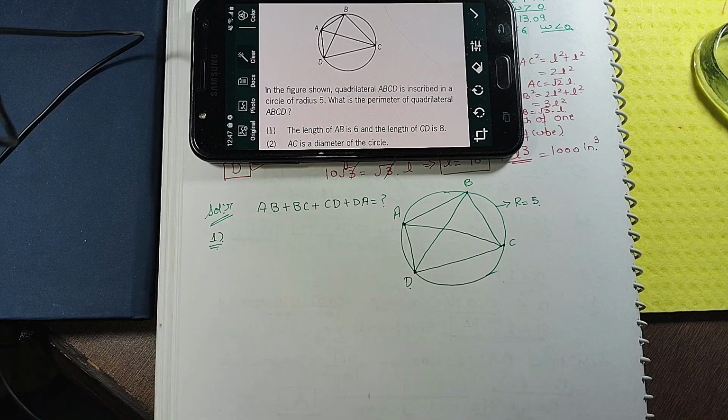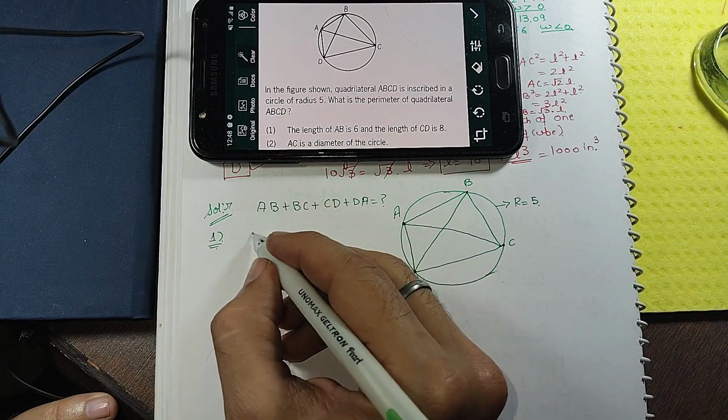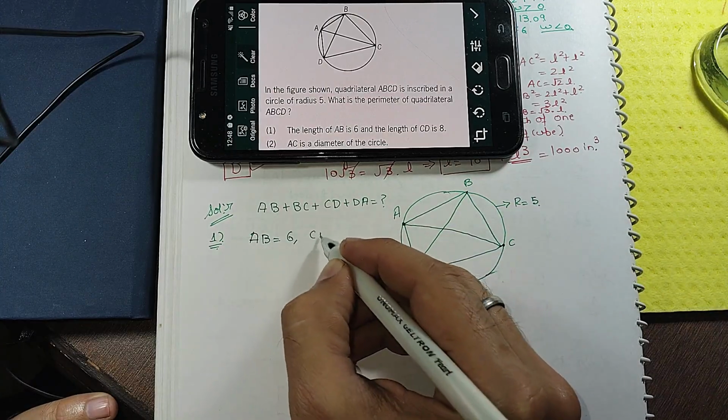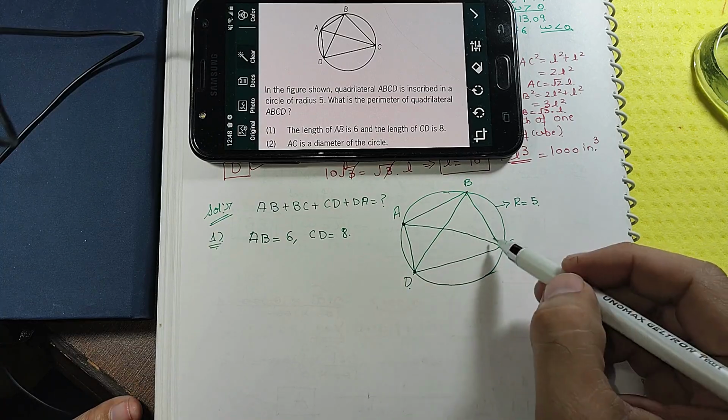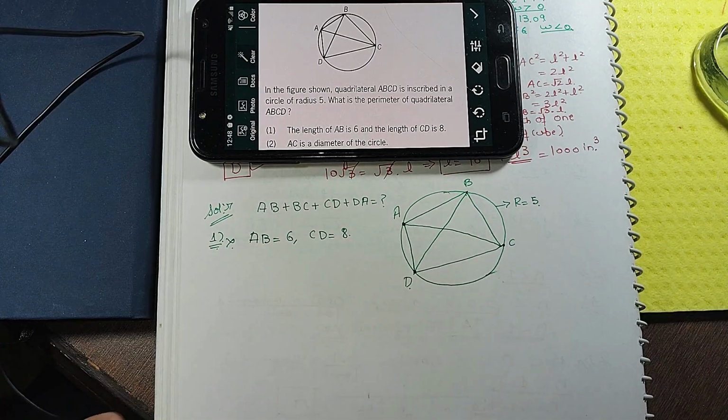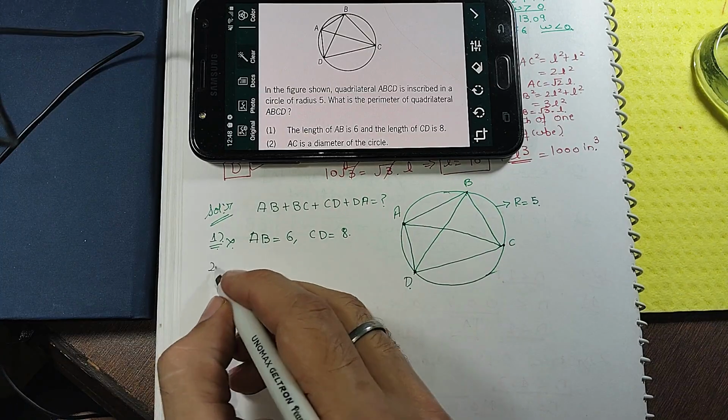Statement 1 says that the length of AB is 6 and length of CD is 8. So from statement 1 we have been given AB equal to 6 and CD equal to 8. But we are not aware of the length of AD and BC. So statement 1 is not sufficient to answer this question. Now moving to statement 2.